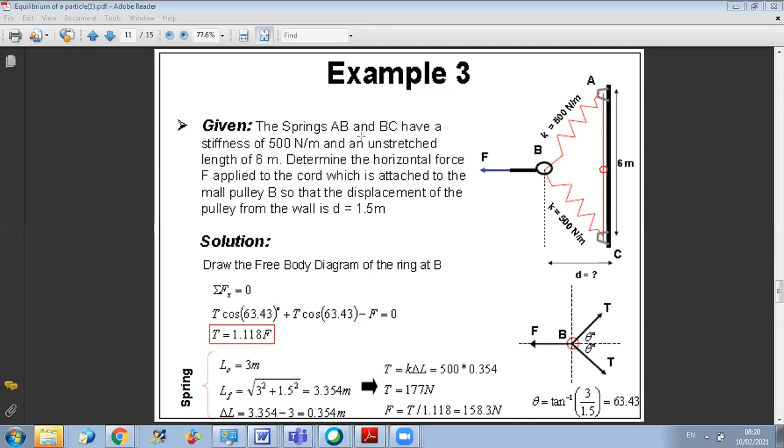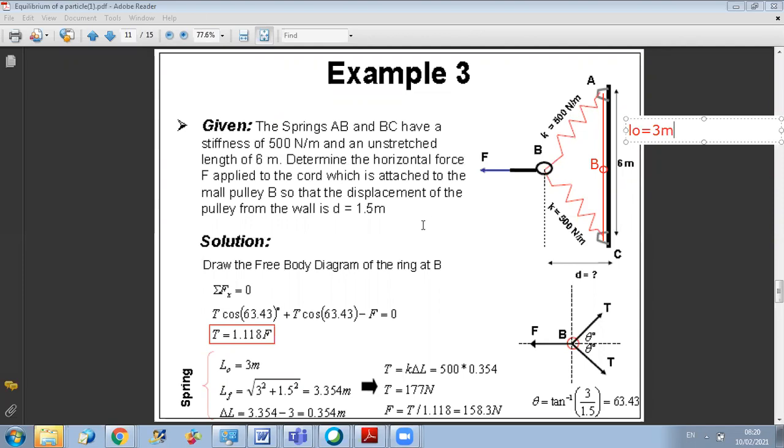They didn't mention this directly, but if you look at the figure, it's clear. Because at the initial position, point B was here, and the total distance separating the two springs, from the first point to the end point, is 6 meters. So for each spring, the unstretched length will be 3. Okay, so L0 for each one is 3 meters.